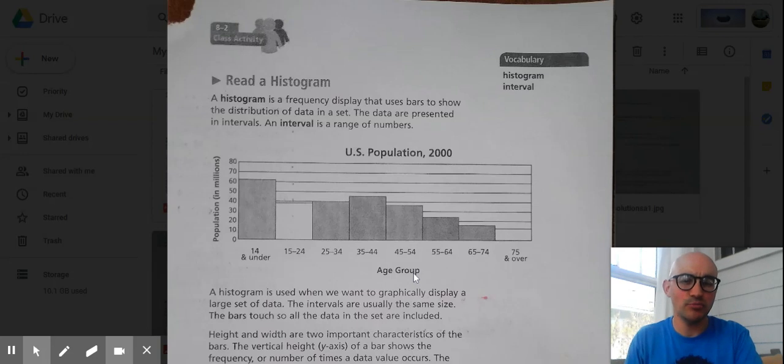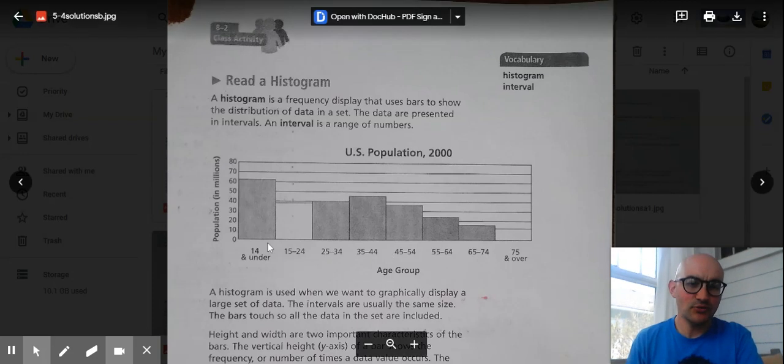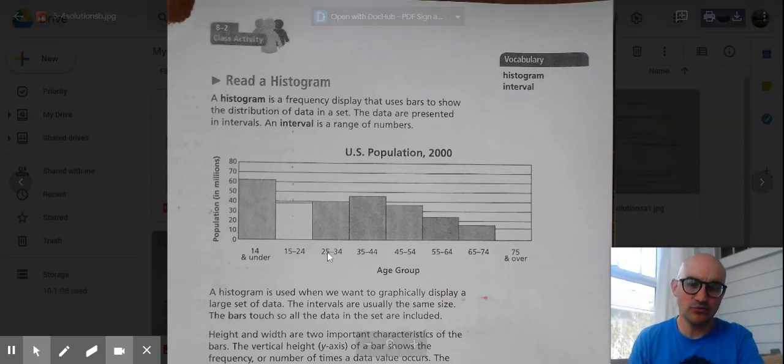It's the age group. And I notice that these are grouped into age ranges or age intervals. So we've got 14 and under, 15 to 24, 25 to 34, and so on and so forth. And if you'll notice, these are 10-year intervals. Most of these are 10-year intervals.